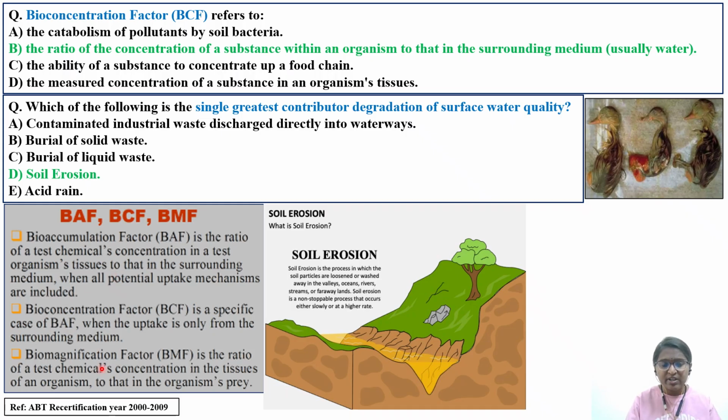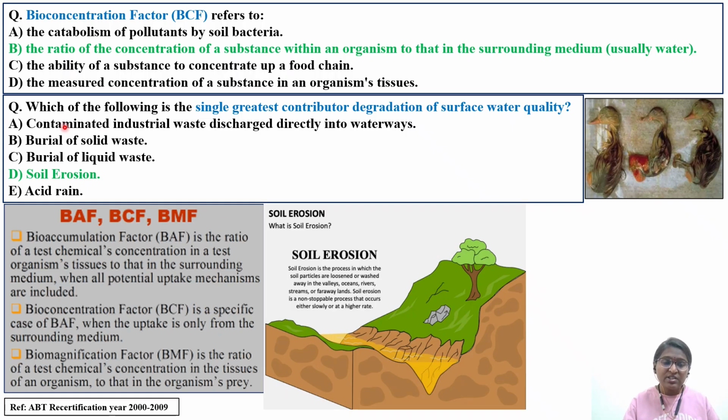Coming to biomagnification factor, it is the ratio of the test chemical concentration in the tissues of an organism to that in the organism's prey. You have to remember biomagnification with respect to bioaccumulation across the food chain, meaning the concentration of that particular chemical keeps on increasing over the food chain. The best example is methyl mercury, the Minamata Bay disease incident. You can read it, which is there in the ABT brochure also, where methyl mercury started accumulating over the food chain, from small fish to large fish to humans.